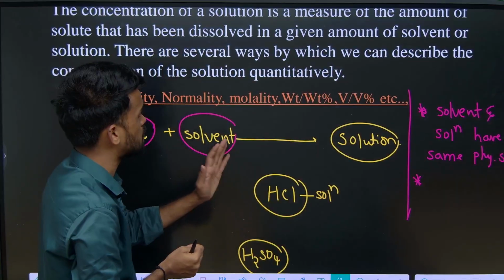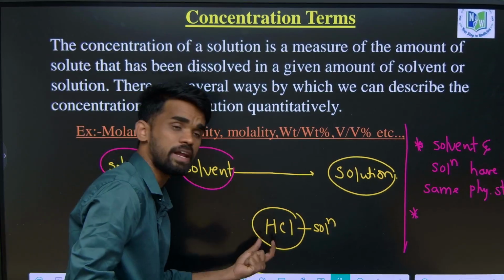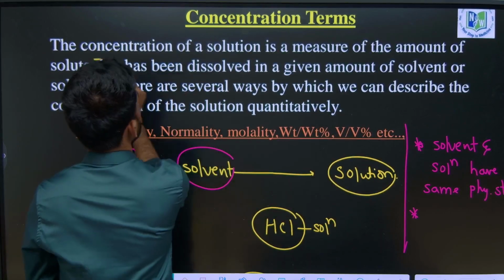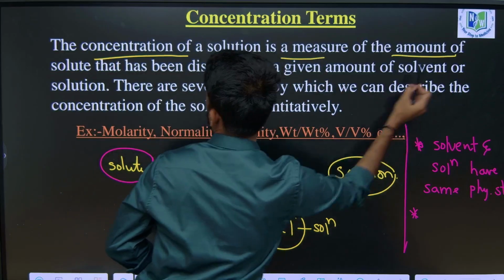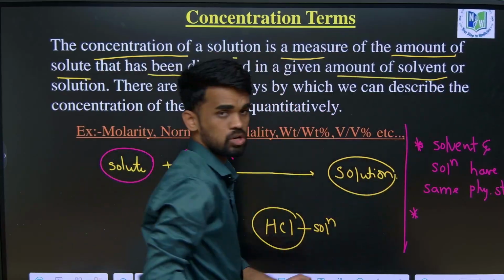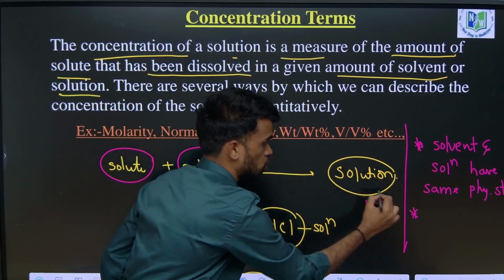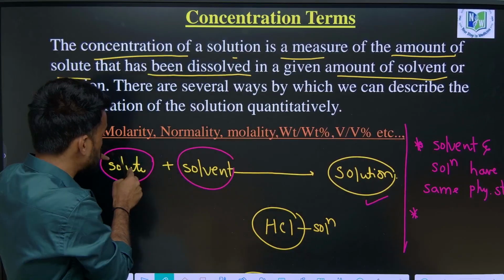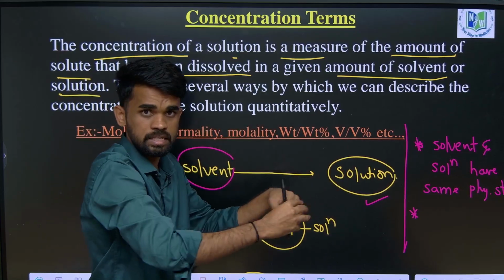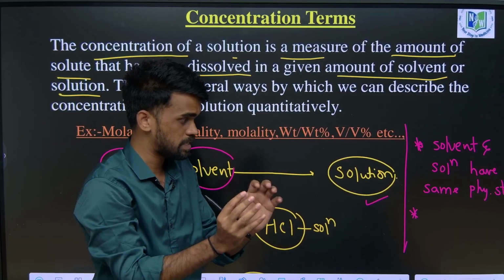What exactly does a concentration term say? It is the amount of this particular acid present in the solution. The concentration of a solution is a measure of the amount of solute dissolved in a given amount of solvent or solution in order to make that particular solution. So how much solute is added to the solvent to make this solution is given in terms of some concentration term. I hope the basic understanding of concentration terms is clear.